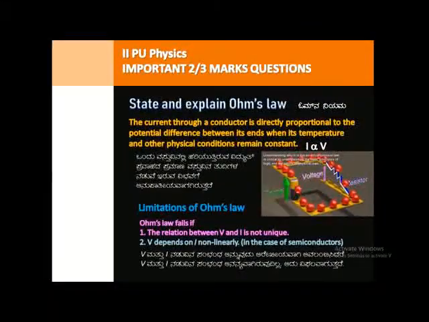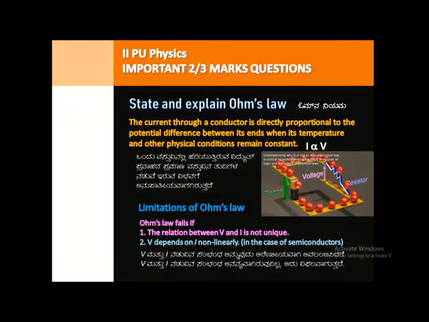Next, state and explain Ohm's law. So, Ohm's law statement is like this: the current through a conductor is directly proportional to the potential difference between its ends when its temperature and other physical conditions remain constant. That is, I is directly proportional to V.